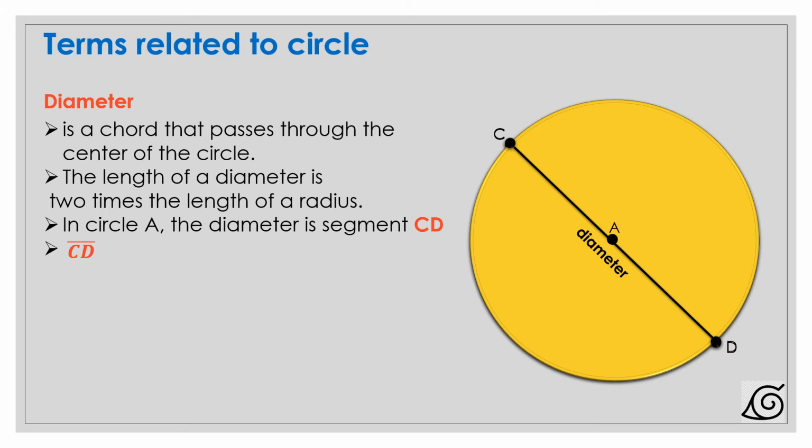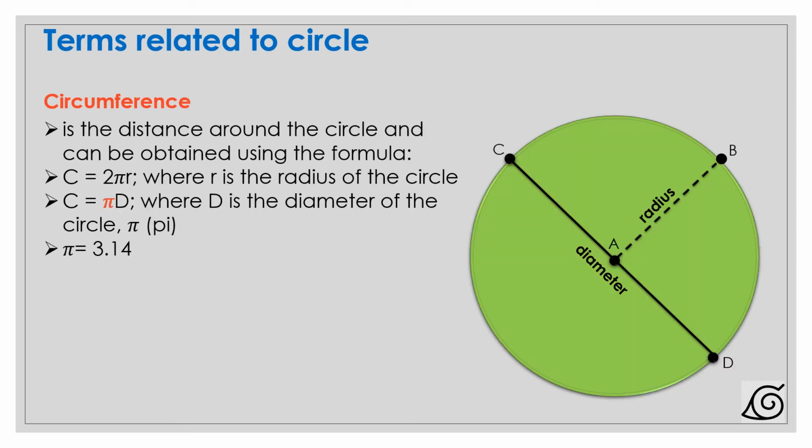Next, the fourth term related to circle is the circumference. Circumference, it says here, is the distance around the circle. It can be obtained using the formula. So, be mindful po sa formula po ito. C is equal to 2 pi r, where r is the radius of the circle.